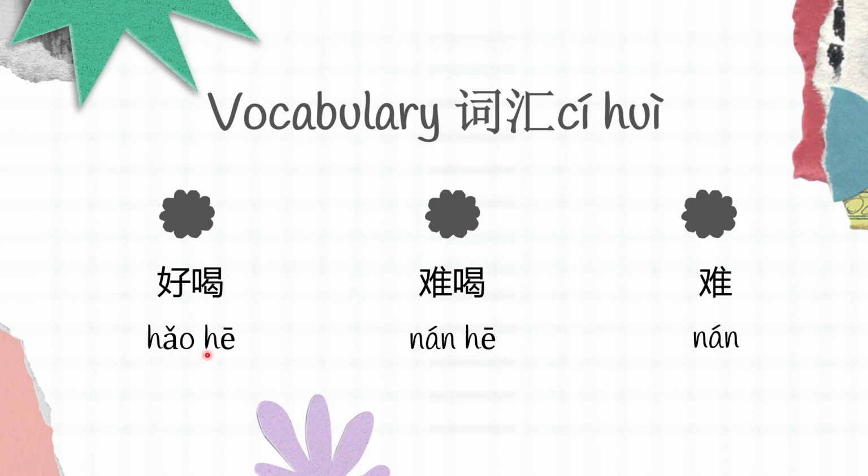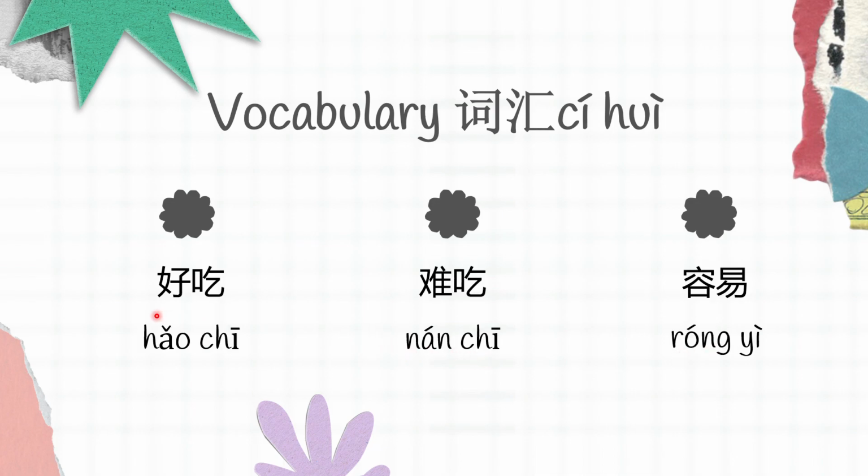So hǎo hē is when you drink something and when you taste it, you think it's delicious. But on the contrary, nán hē is when you drink something and it doesn't taste that great. And nán here is difficult. So it is actually the same nán as in nán hē. So try to remember the Chinese characters, guys.